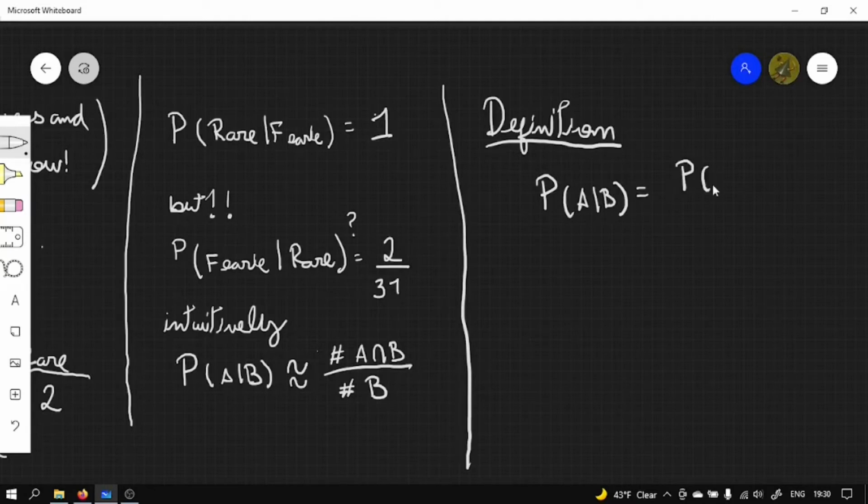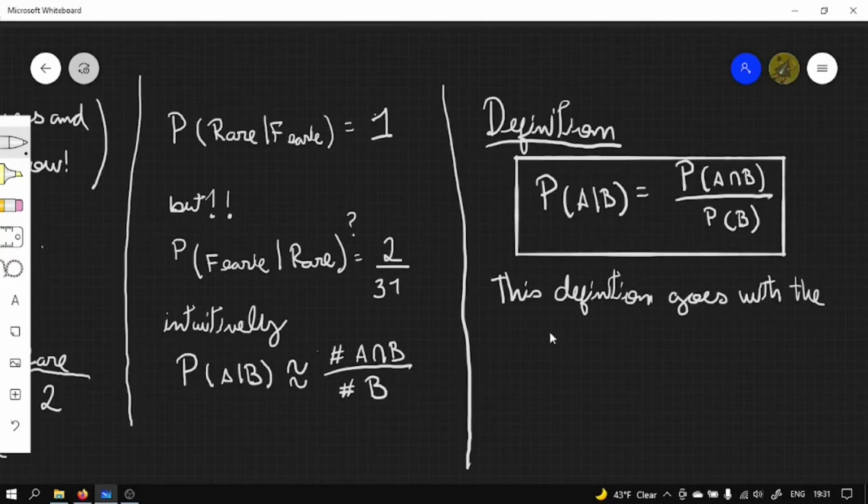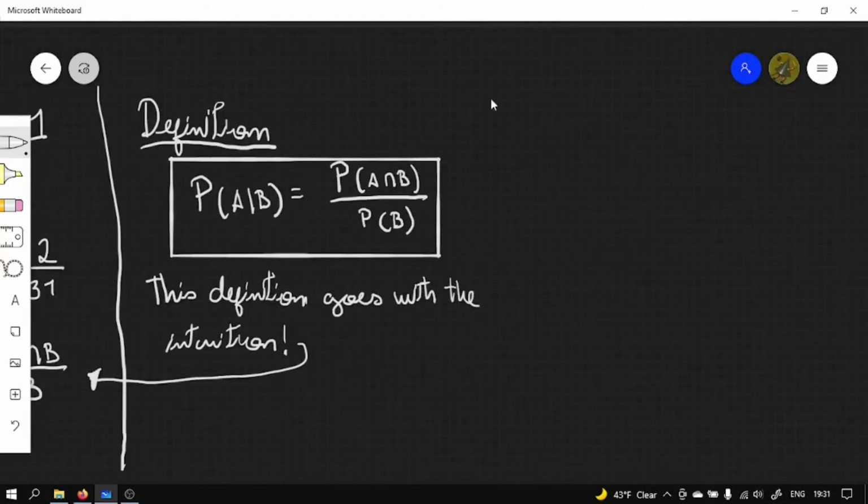By definition, the definition is different than what we think of it intuitively. The definition of the probability of A given B is the probability of A intersection B over the probability of B, which goes according to what we think of it intuitively, but is a bit different.